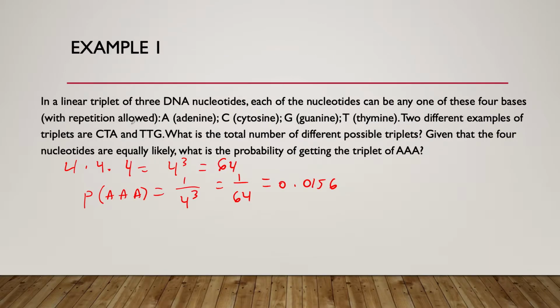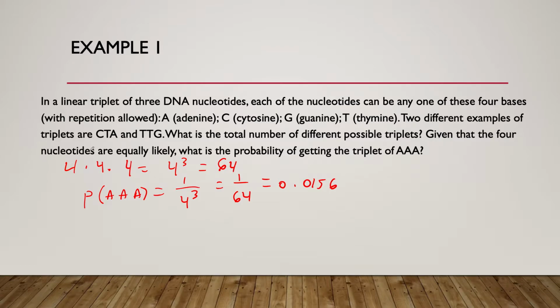So for example, in a linear triplet of 3 DNA nucleotides, each of the nucleotides can be any one of these 4 bases, with repetition allowed: A for adenine, C for cytosine, G for guanine, and T for thymine. 2 different examples of triplets are CTA and TTG. What is the total number of different possible triplets? Given that the 4 nucleotides are equally likely, what is the probability of getting the triplet of AAA?